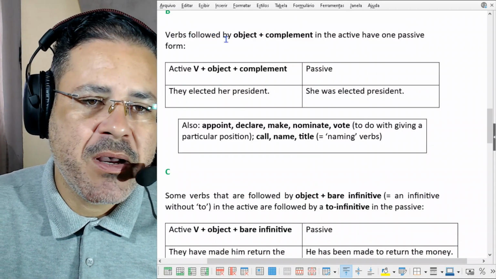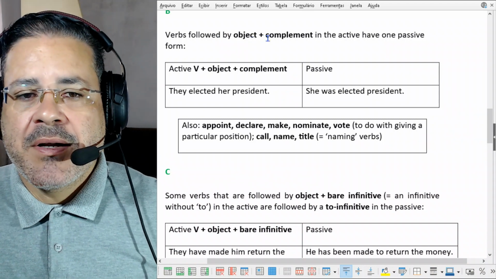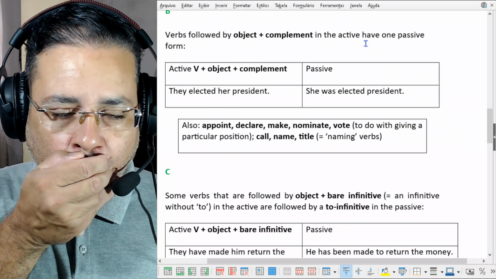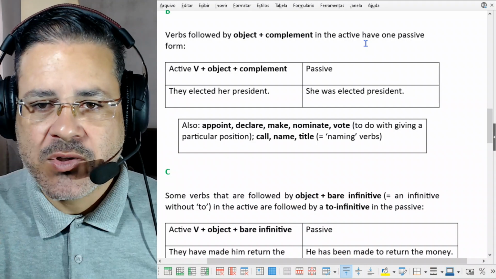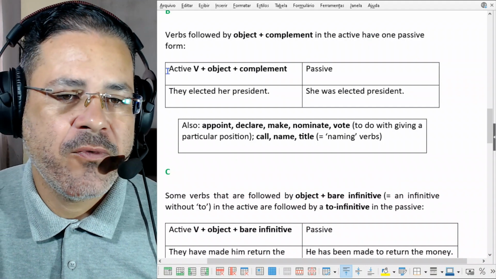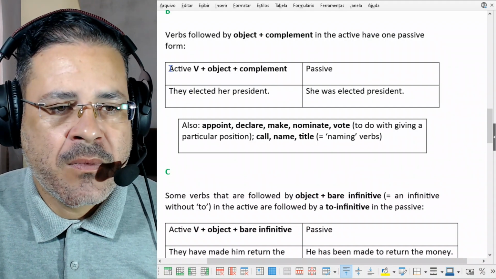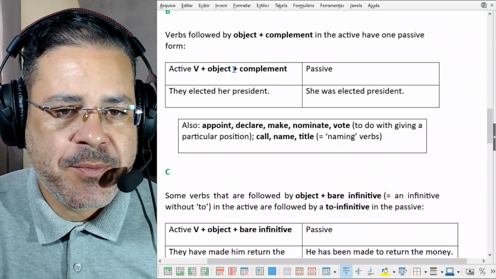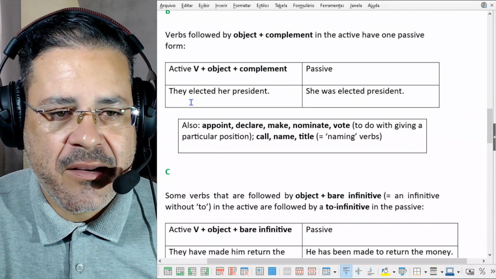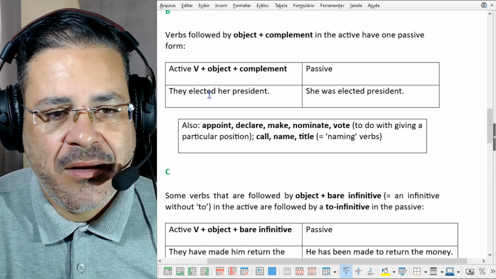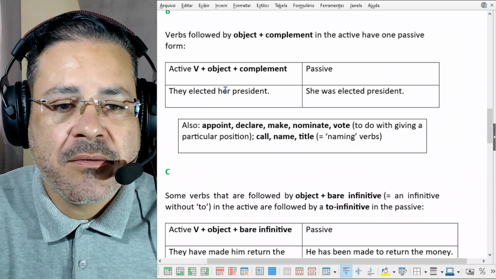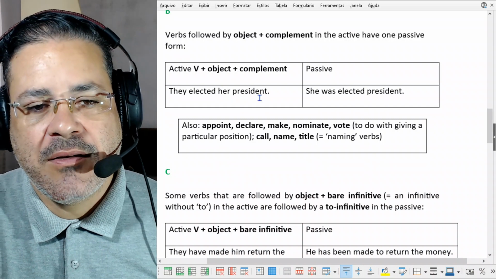Verbs followed by object plus complement in the active. In the active, you have one passive form. For example, active: verb plus object plus complement. They elected her president. "Elected" is the verb. "Her" is the object. They elected her what? President. This is a complement.